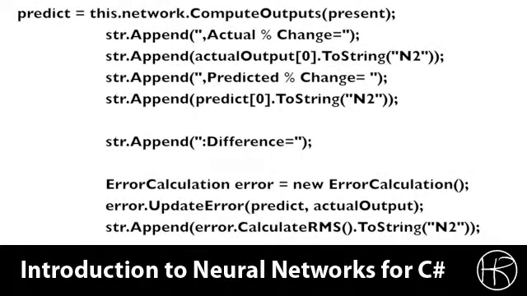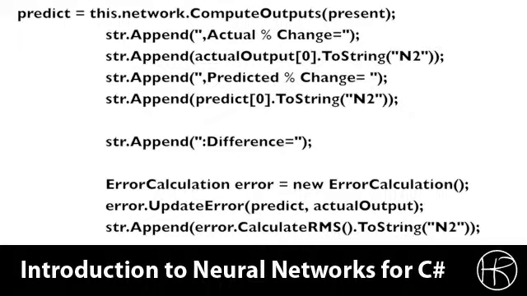Now that the data has been obtained, we call on the neural network to actually make its prediction. We assign this prediction into the predict array as returned from the compute outputs function of the neural network. We then display the actual and the predicted values. These are the percentage changes.